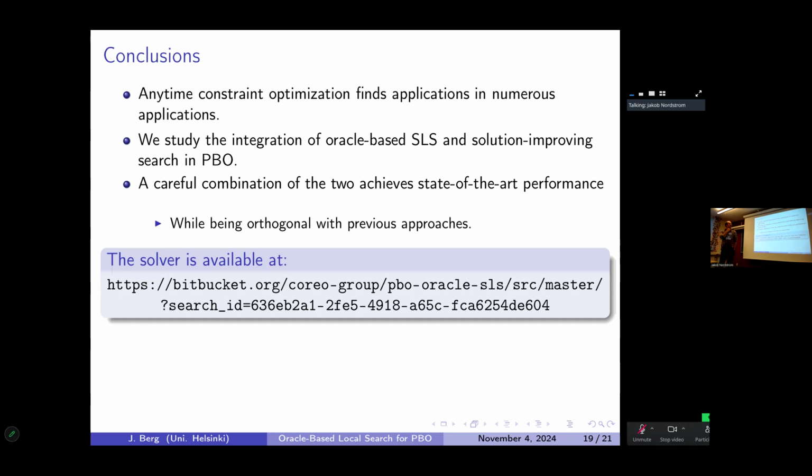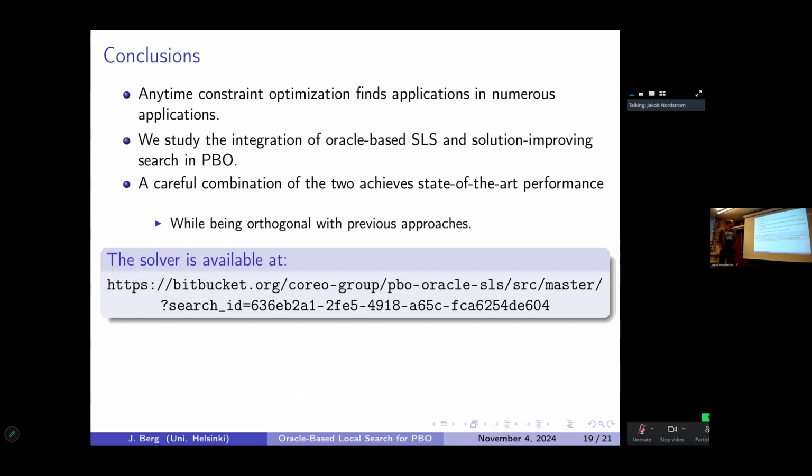Anytime constraint optimization is super important. We heard from the previous talk that we can learn in the PBO community from the MIP people. I would say we can also learn, and we have learned, from the MaxSAT people. And at the time of writing, at least, the careful combination of this oracle-based search and this standard solution-improving search was state of the art in anytime PBO, while also being orthogonal with the other approaches to some extent.